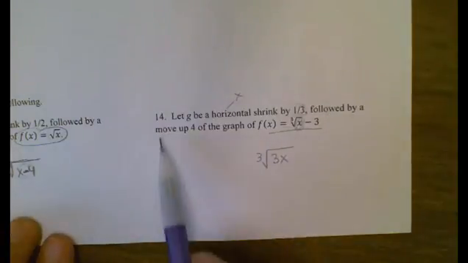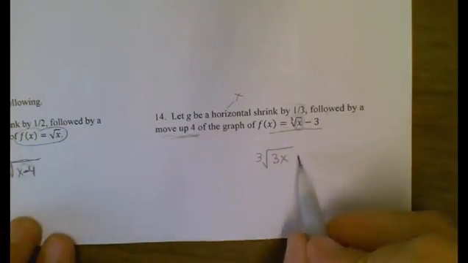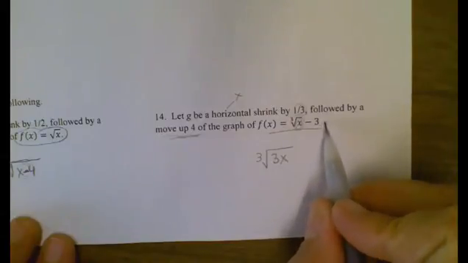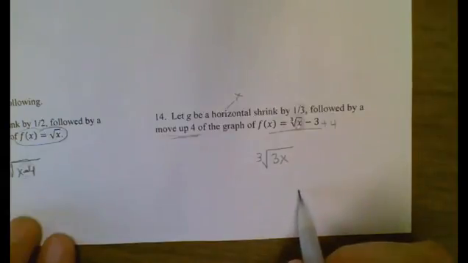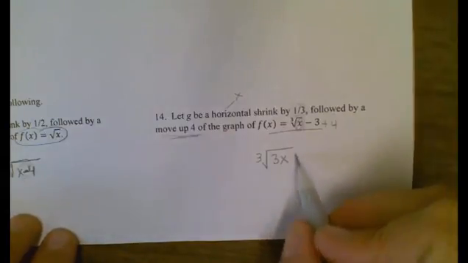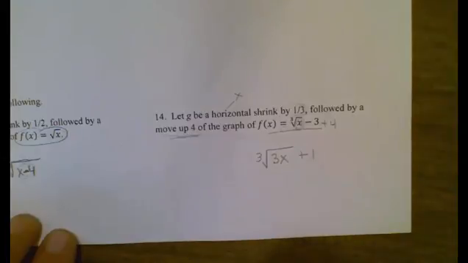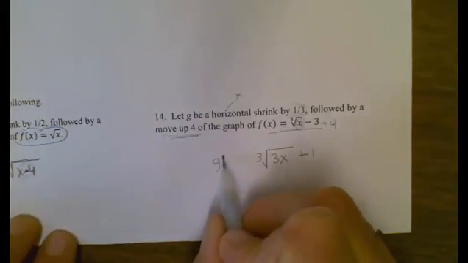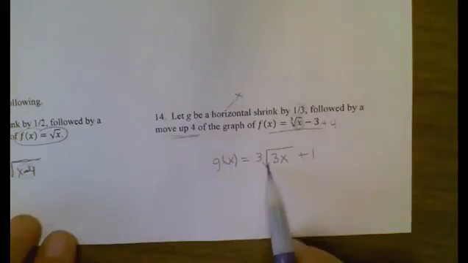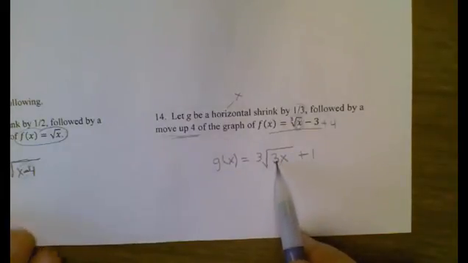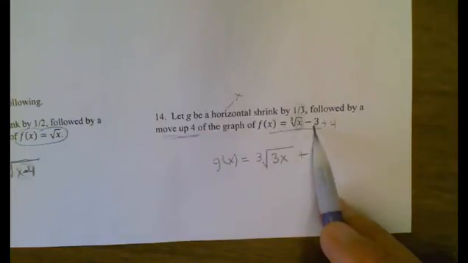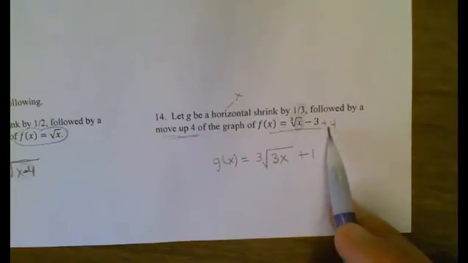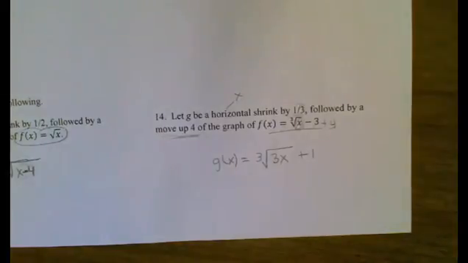Then it says followed by moving it up 4. So if I was already at a minus 3, but I'm going to move it up 4, it means I'm going to add 4 to that. So if I was at negative 3 and I move it up 4, that's going to put me at plus 1. So g of x is going to equal cubed root of 3x, so that 3 is going to do a horizontal shrink. And then because it was 3 down and I'm moving it 4 up, that's affecting the y's, I add 4 to that and get plus 1. Okay, so those are my two g of x.